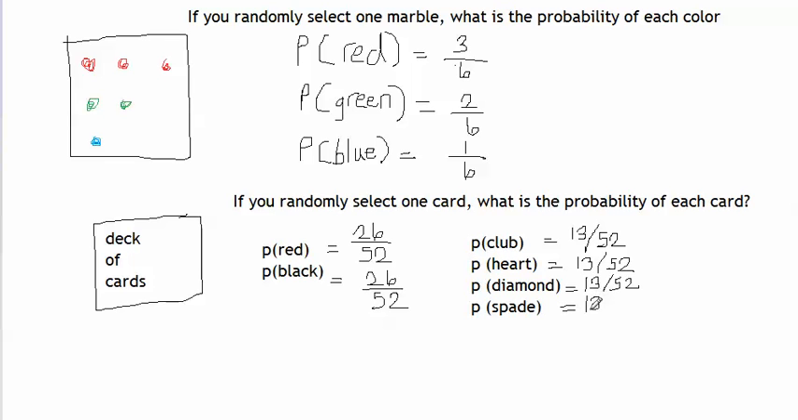And if we wanted to do each of the different numbers of cards, what I mean is 2, 3, 4, 5, 6, 7, 8, 9, 10, and so on, they would all be 4 out of 52.